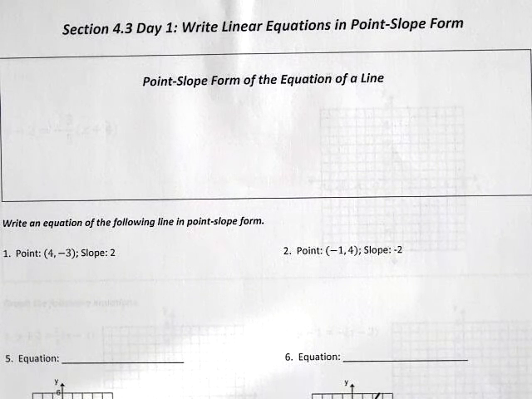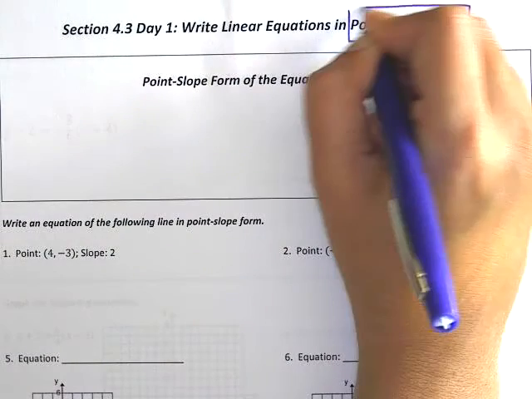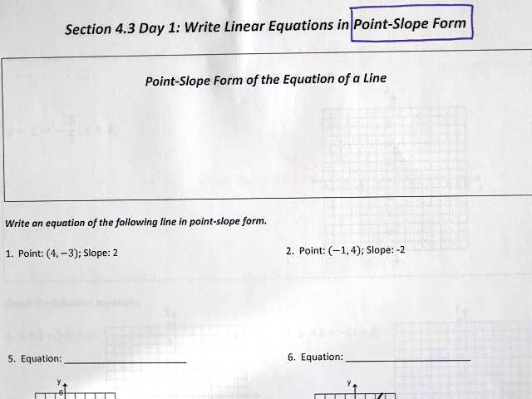So today we're going to start talking about section 4.3, which is still writing linear equations, but now we are going to be using what is called point-slope form. Now we've never learned about this way of writing the equation of a line before, but I actually think that for a lot of students this way is easier than slope-intercept. So what does this equation look like?